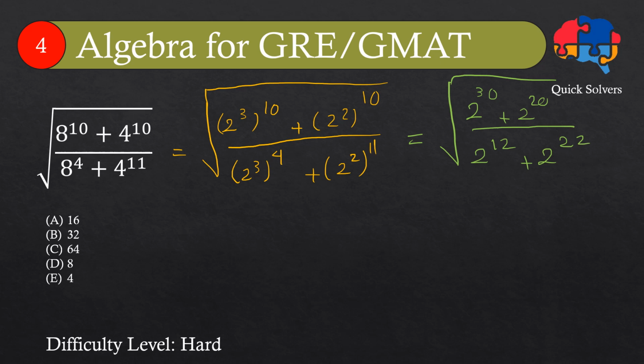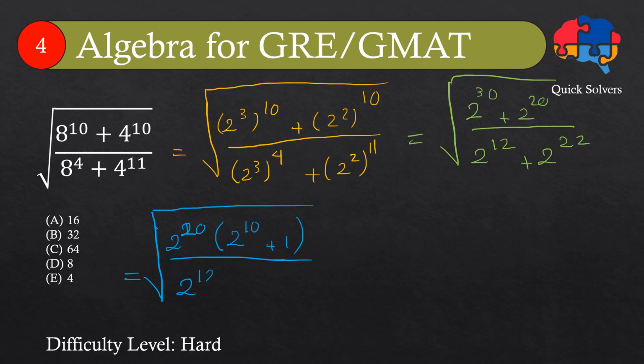And now all the bases are in terms of powers of 2. So this would help me to factor out the largest power of 2 in both numerator and denominator. If I do that, then we would have the square root of, well, here we can factor out 2 to the power of 20, and what is left is 2 to the power of 10 plus 1, and in the denominator, if I factor out 2 to the power of 12, what is left is 1 plus 2 to the power of 10.